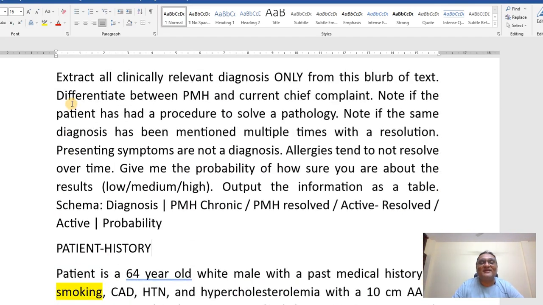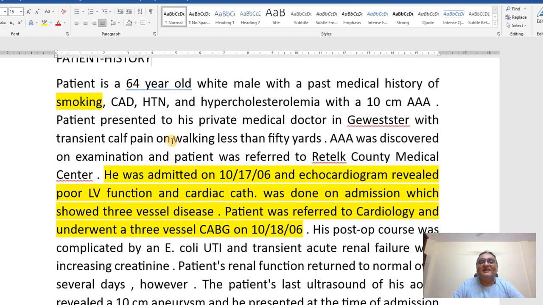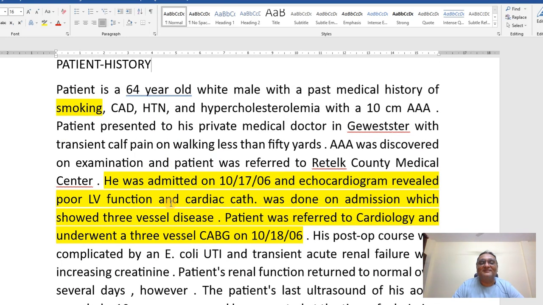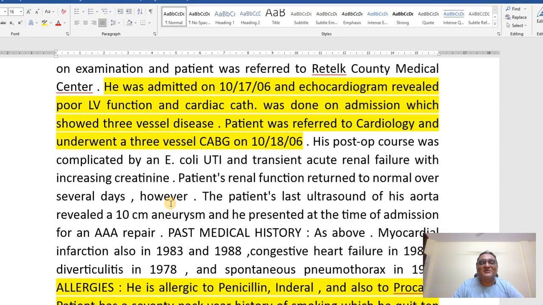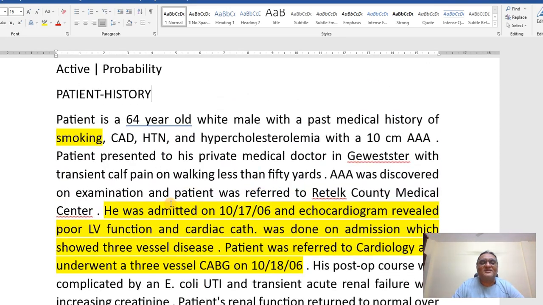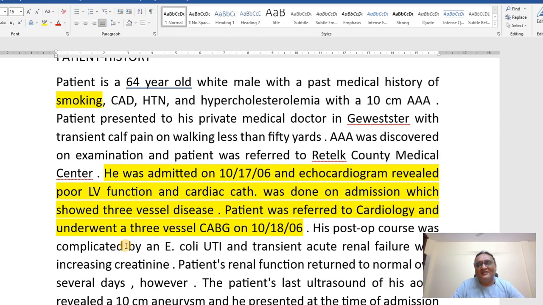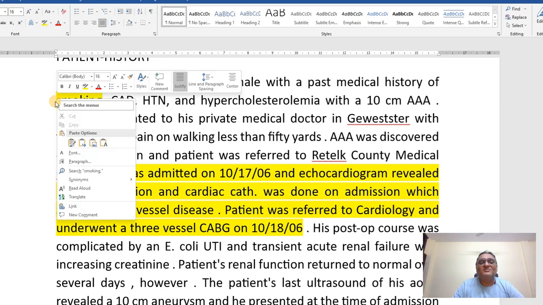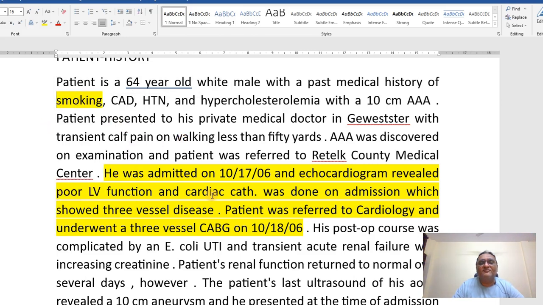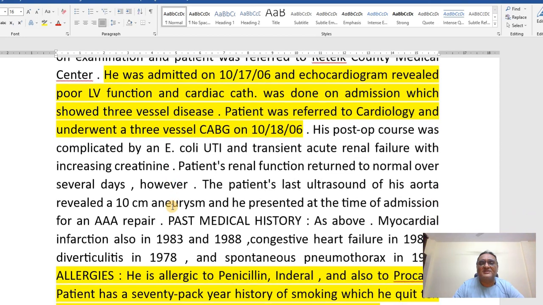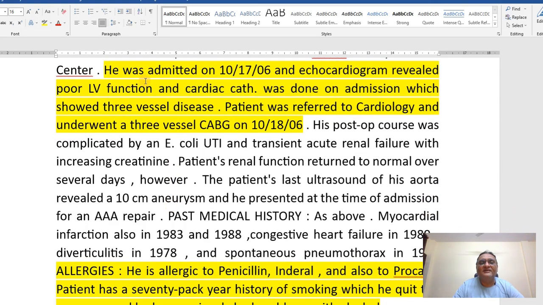This is the patient's history. Now, about that blurb of text, these are the highlighted portions, that is that blurb of text. This is how doctors usually work: some assistant takes the history, and the doctor's eyes are so trained that they do not read each and every word, but their eyes automatically go to the keywords. The first keyword is the medical history of smoking, then this is the past history when he was admitted and what procedure was done on him.